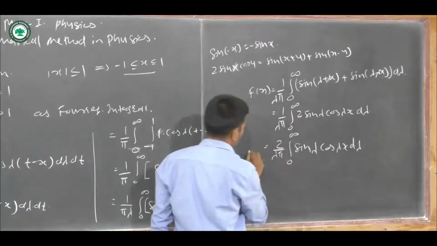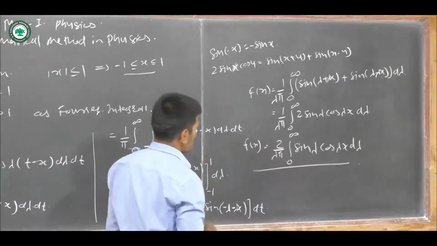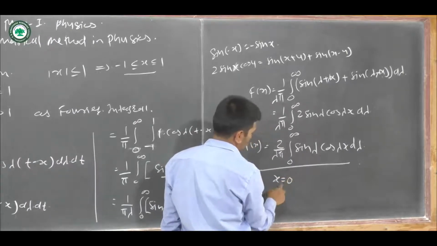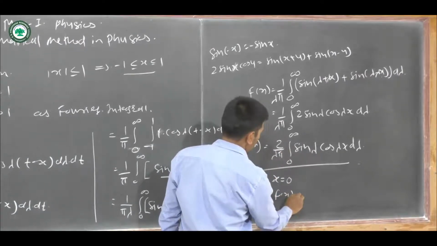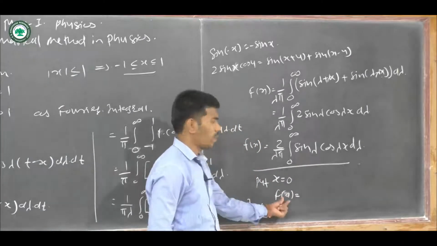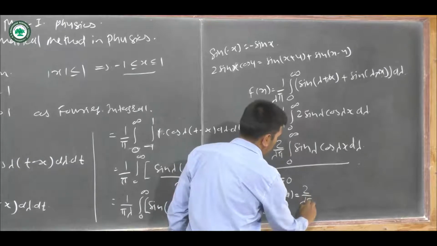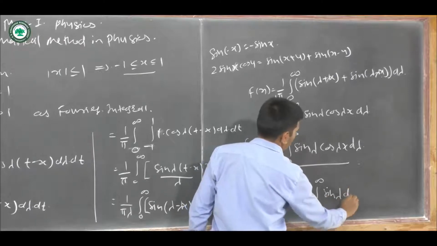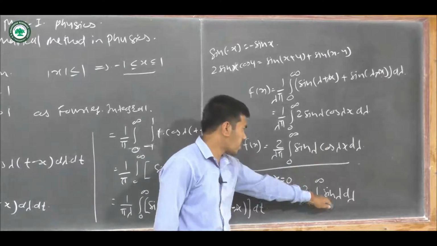Okay, so this is the Fourier integral for the function f of x. Now here is one condition, that is x equal to 0. If I put this into the expression, then f of 0 is equal to 2 over pi, integration from 0 to infinity of sin lambda over lambda d lambda. Here cos lambda x is equal to 1, so 1 into sin lambda, that is sin lambda.